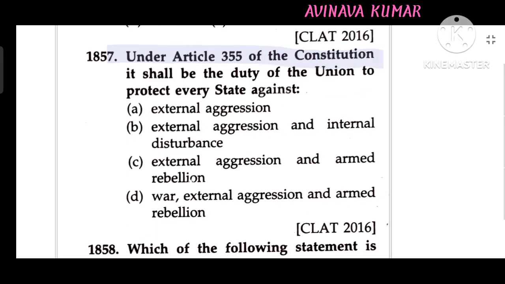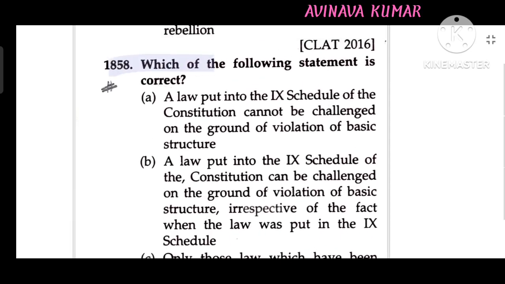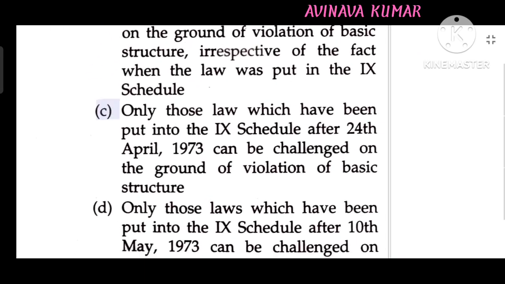Under Article 355 of the Constitution, it shall be the duty of the Union to protect every state against... Answer: external aggression and internal disturbance. Which one of the following statements is correct? Only those laws which have been put into the 9th Schedule after 24th April 1973 can be challenged on the ground of violation of basic structure.